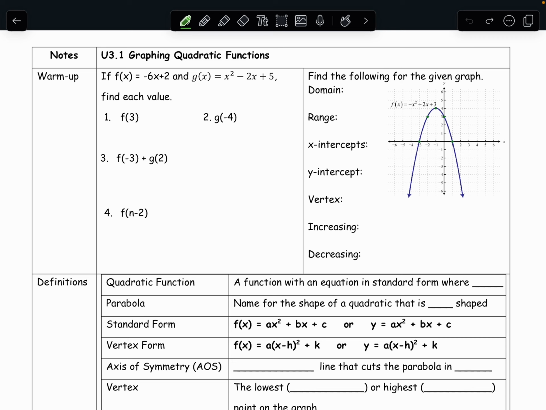So in today's lesson, we are going to be going over how to graph quadratic functions in standard form and vertex form. Some of this should be review. Well, it should all be review since it's in Algebra 1. But if you forgot it or you just can't remember it, we are going to review it today. So the first thing I want you to start with is a warm-up. It would be great if you would pause the video and complete these warm-up problems on your own.